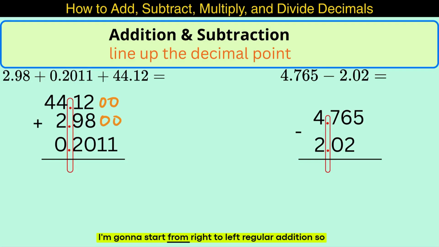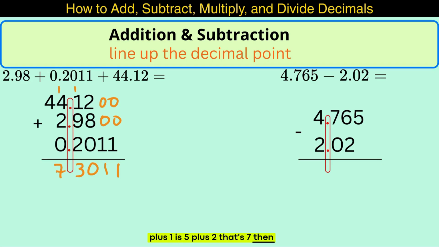Now I'm going to start from right to left, regular addition. So 0 plus 0 plus 1 is 1, 0 plus 0 plus 1 is 1, 2 plus 8 is 10, plus 0 is 10, carry the 1. 1 plus 1 is 2, plus 9 is 11, plus 2 that's 13. 4 plus 1 is 5, plus 2 that's 7. Then 4 plus 0 is 4.